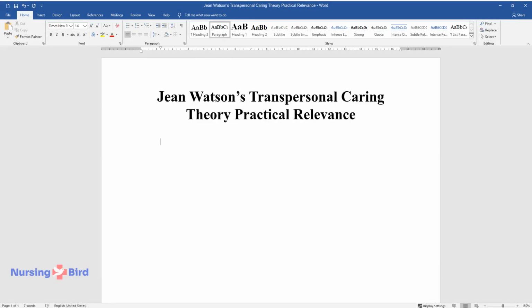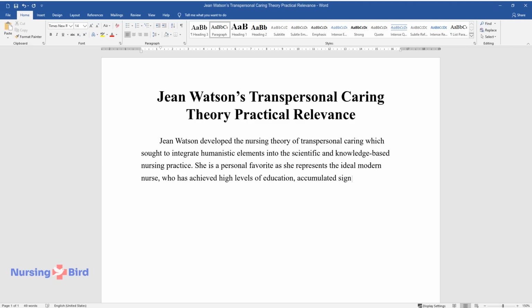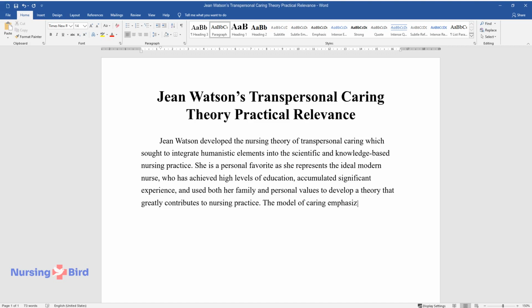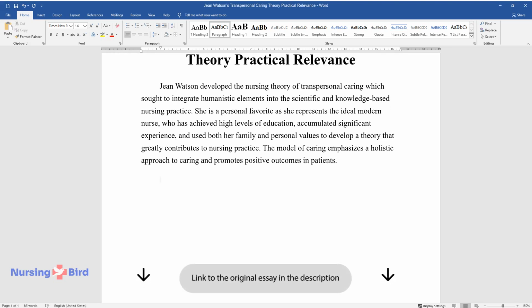Practical relevance. Jean Watson developed the nursing theory of transpersonal caring, which sought to integrate humanistic elements into the scientific and knowledge-based nursing practice. She is a personal favorite as she represents the ideal modern nurse, who has achieved high levels of education, accumulated significant experience, and used both her family and personal values to develop a theory that greatly contributes to nursing practice. The model of caring emphasizes a holistic approach to caring and promotes positive outcomes in patients.